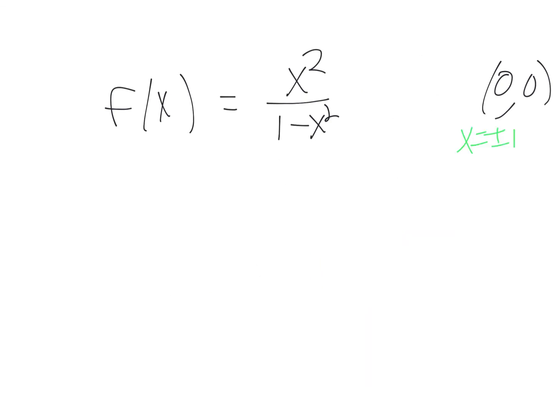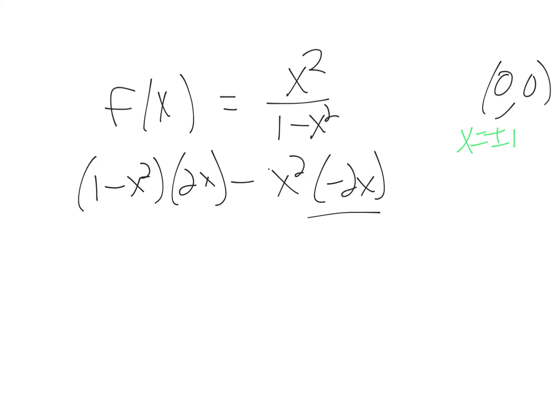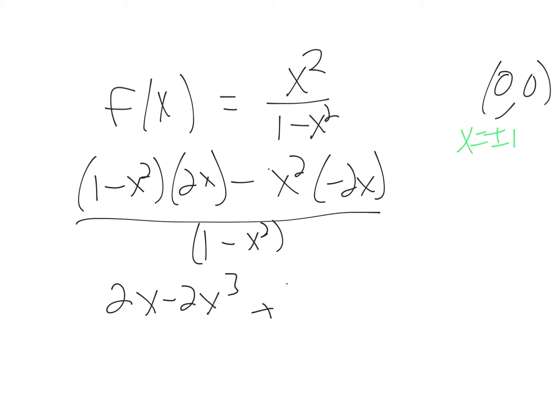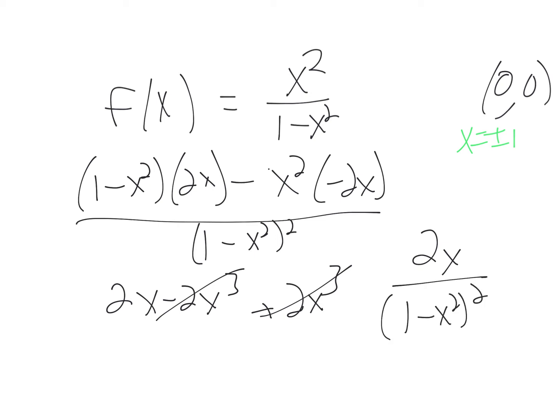So now I've got to take the derivative of this function, and what I'm seeing is a quotient. So that means I've got to use the quotient rule: low d high minus high d low, all over low squared. And then we've got to clean that up, of course. So 2x minus 2x cubed plus 2x cubed. Oh, I like that. That way the x cubes cancel out. So that leaves me 2x over (1 minus x squared) squared. So that's my first derivative.